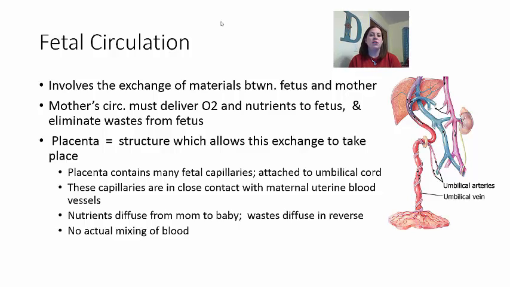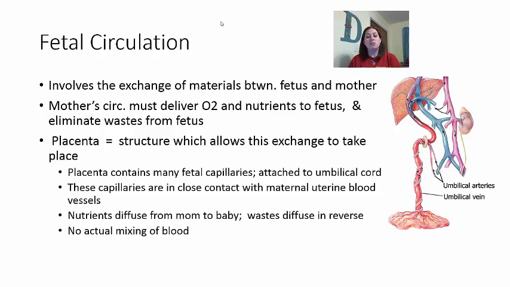The last type of circulation I want to talk to you about is fetal circulation. This is the circulation to the baby from the mother. So this involves the exchange of materials between a fetus and the mother. The mother's circulation must deliver oxygen and nutrients to the fetus, but it also has to eliminate waste from the fetus. The way that it does this is through a temporary organ called the placenta.